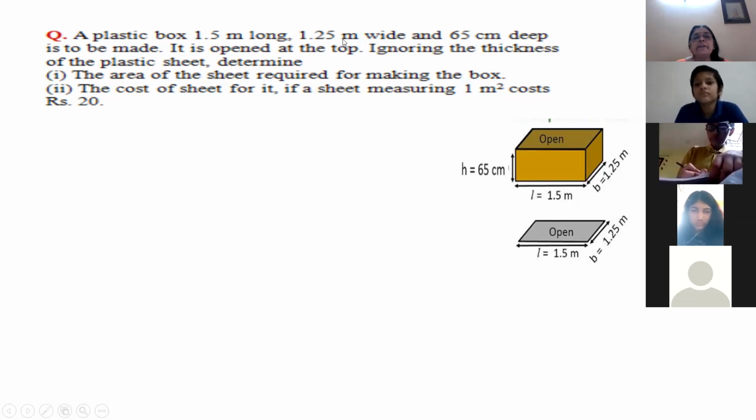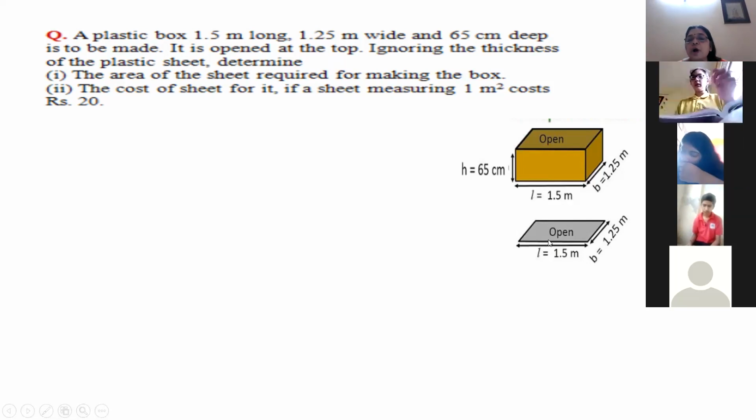If I say wide, what do you mean by wide? Breadth. Breadth of the box. And if you say deep, height. It becomes height of the box. Fine. So now, a condition is given. It is opened at the top. What is it? It is opened at the top. So upper part. Now what are the dimensions involved in the upper part? It is length and breadth.